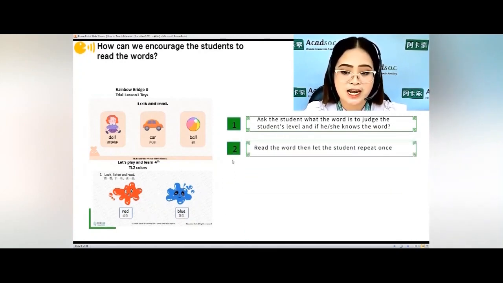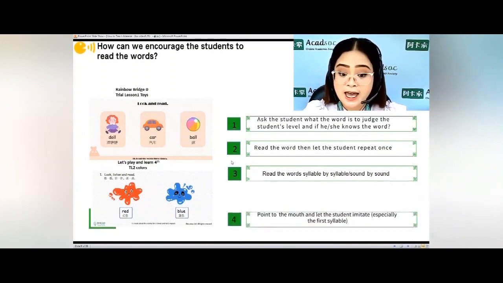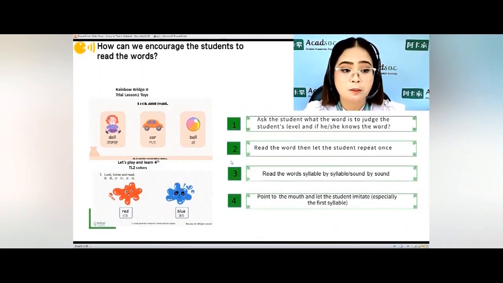Read the word, then let the student repeat once. How are you gonna do that? You would need to read the words syllable per syllable or sound per sound, all right? And you would also need to accompany it by pointing to your mouth to let the student imitate you.